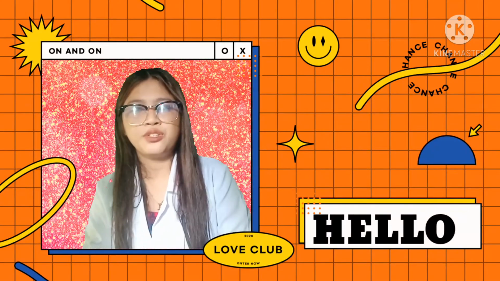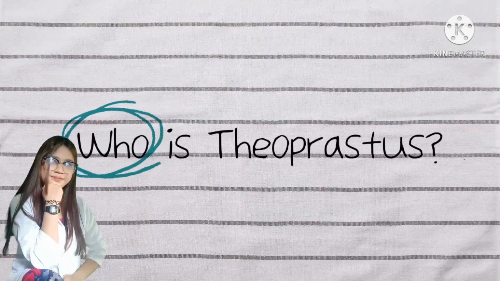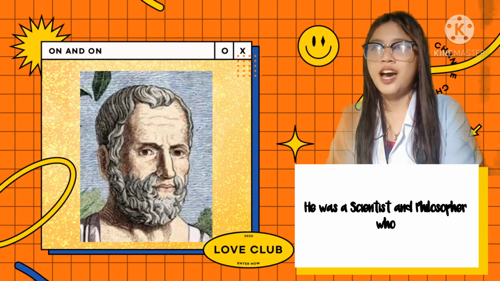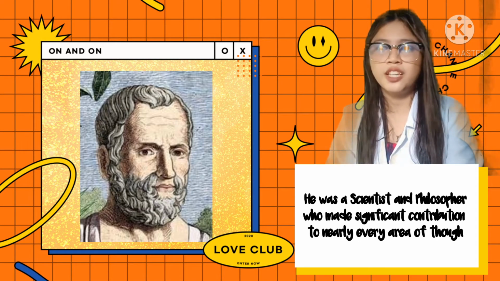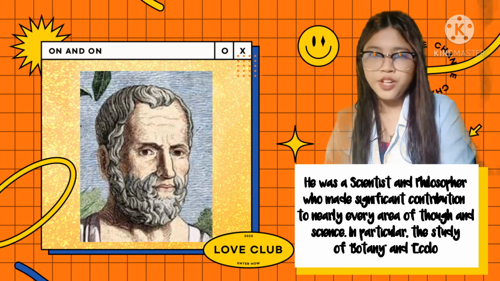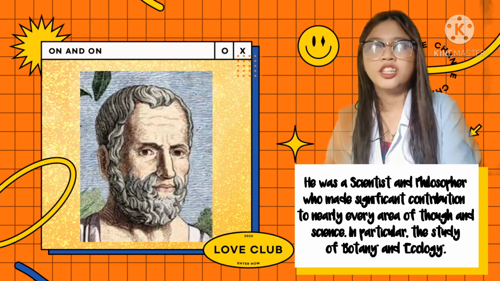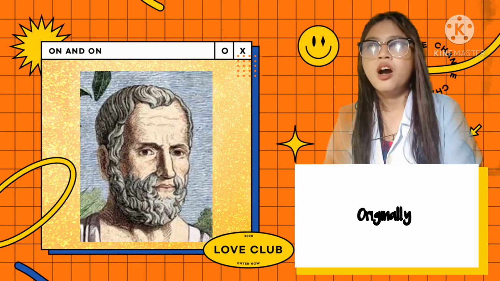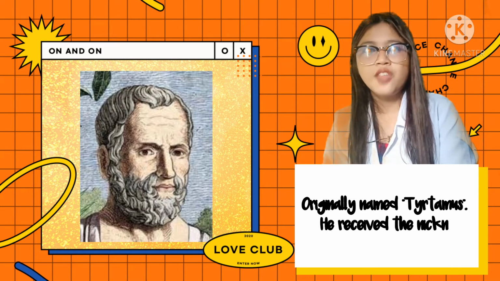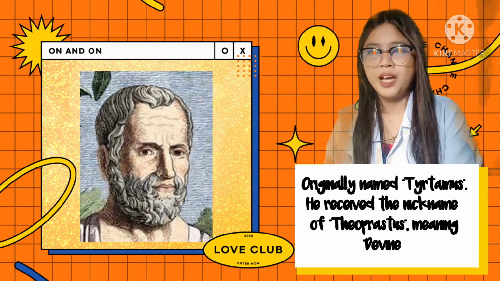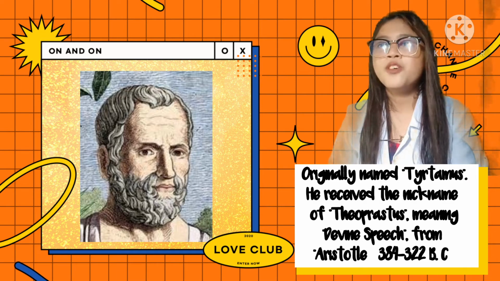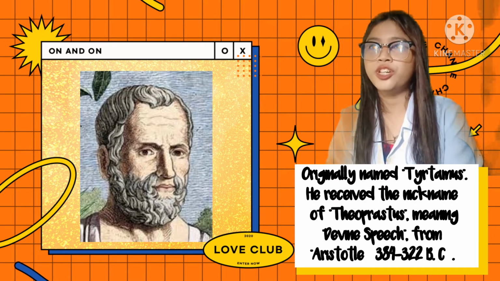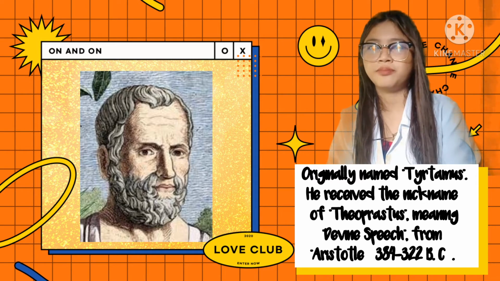Who is Theophrastus? He was a scientist and a philosopher who made significant contributions to nearly every area of science, and in particular the study of botany and ecology. Originally named Tyrtamus, he received the nickname Theophrastus, meaning divine speech, from Aristotle, who lived 384 to 322 before Christ.